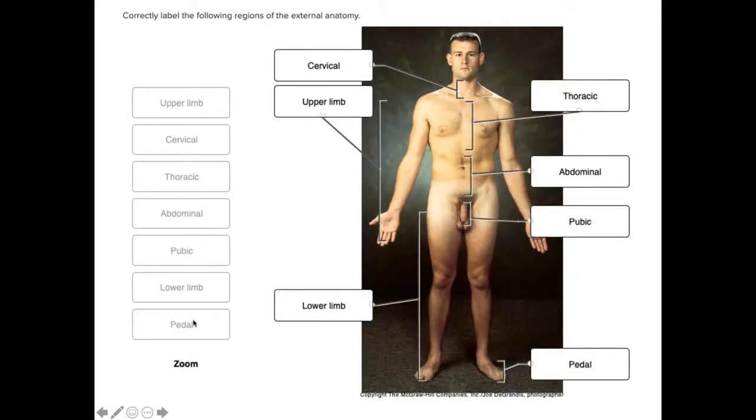Here, this region, again, you have drag and drop. You have your choices on the left. So for the neck, the best choice is cervical. Now we call this the thoracic region, abdominal region, pubic region. The foot is also known as the pedal foundation. And you know when you're on a bicycle, there's a pedal for the foot to go on, right? So it's pedal. This is the lower extremity or lower limb. This is the upper extremity or the upper limb.